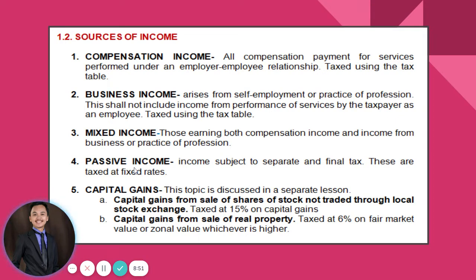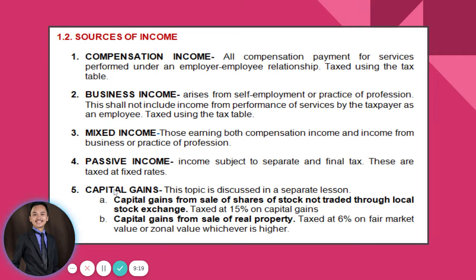The fourth one is your passive income. Passive income are income subject to separate and final tax. So these are taxed at fixed rates. So passive income, guys, will be discussed in a separate lecture. So if you have passive income, it will not be combined with your active income, because passive income is subject to special tax rates which are final tax in nature.